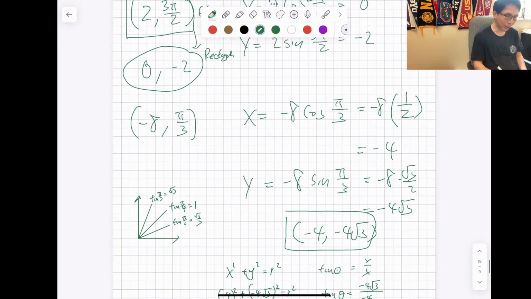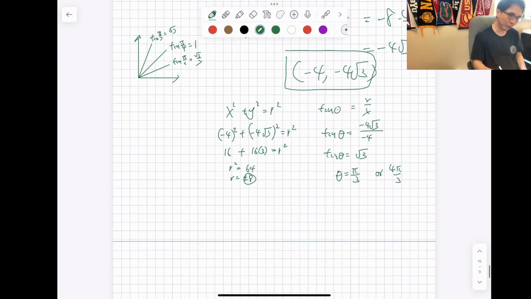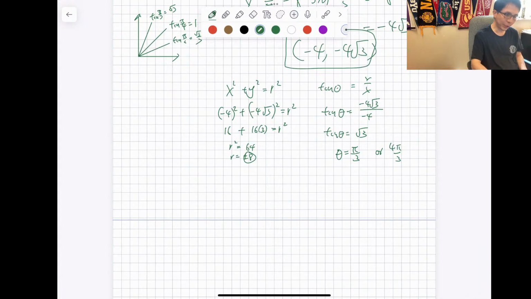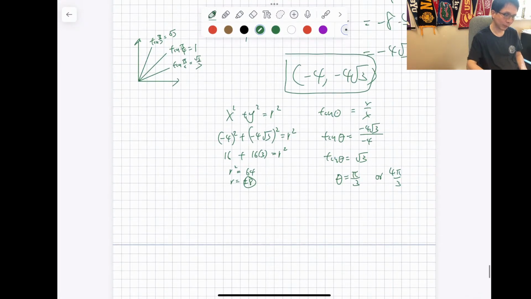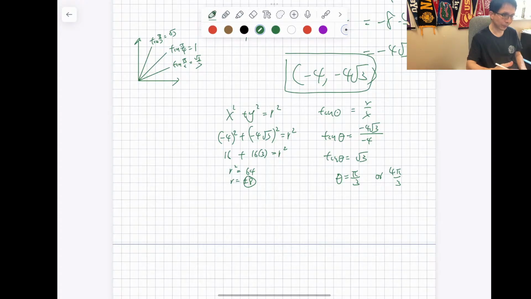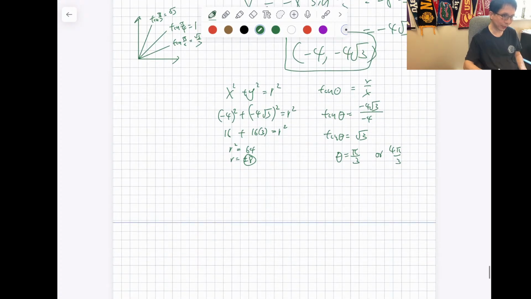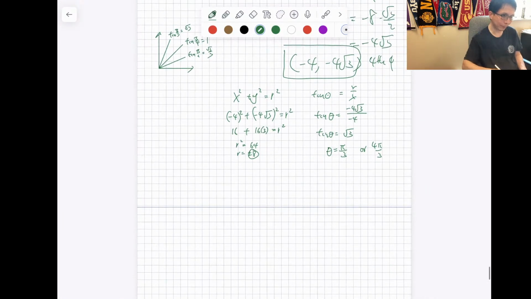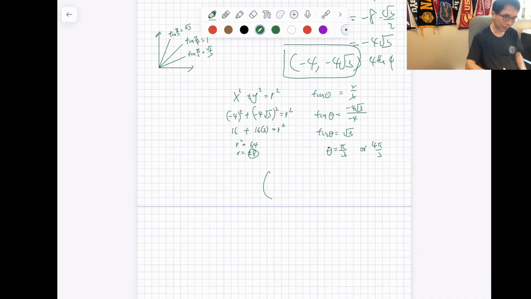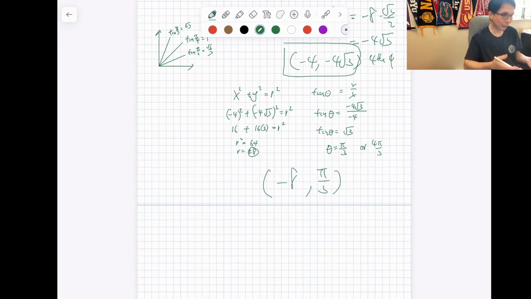So remember the question started with (-8, π/3). So we're going to go with π/3. But we know that this point is in the third quadrant, so it has to be negative 8. You have to use some logic here. If I pick π/3, it's going to give me the first quadrant. In order to get to the third quadrant, r has to be negative 8. And that's why I decided on (-8, π/3).